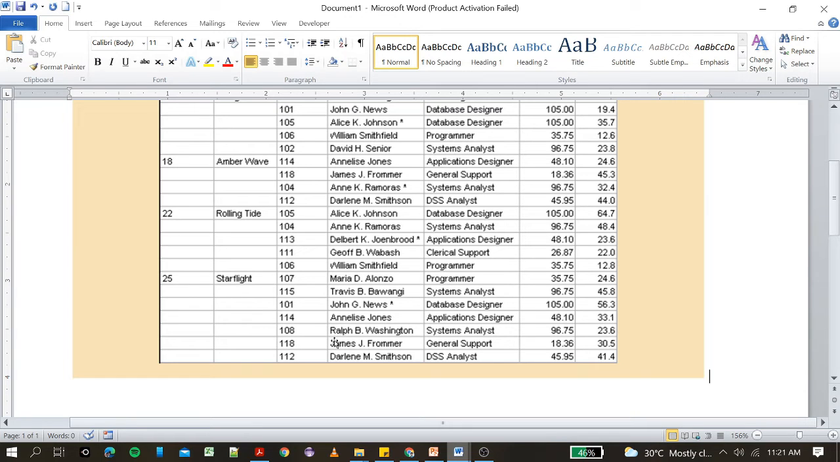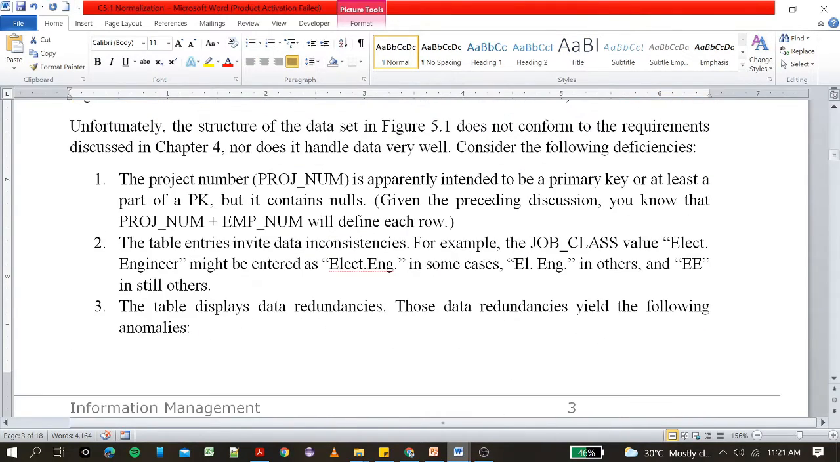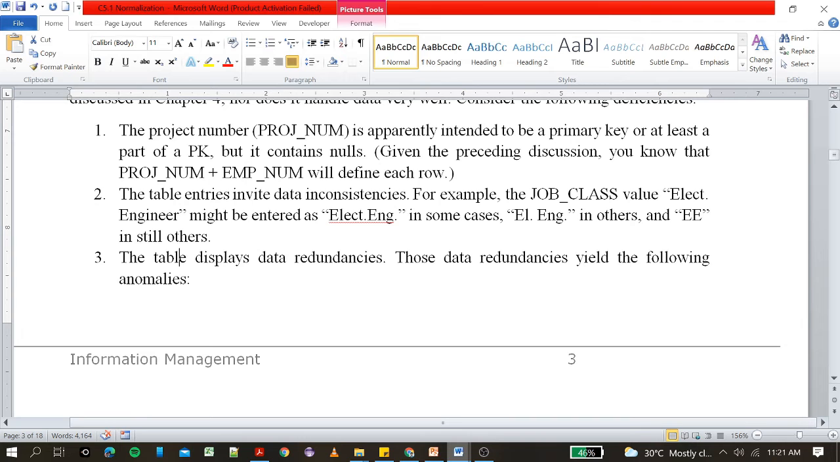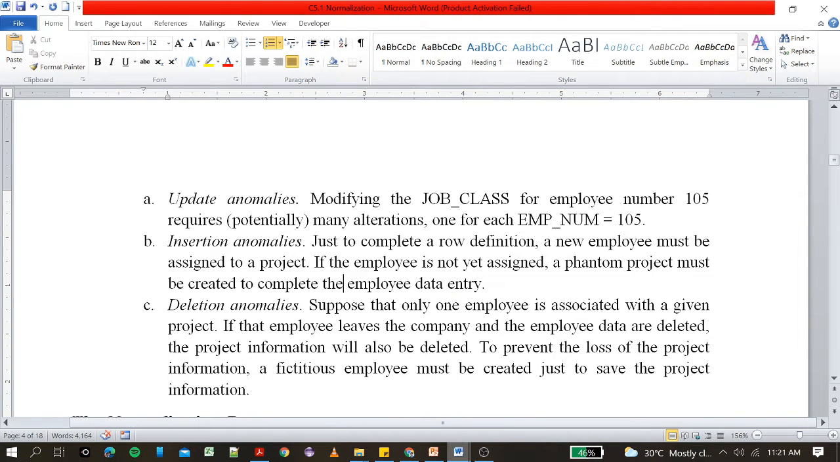Parang anong term yun? Yung tawag doon. Basta yung parang create mo lang siya, nakalimutan ko na yung tinatawag ko. So yun. Hindi ko maalala. Yan. Okay? Phantom project. Para lang makompleto yung entry dun sa isang employee.